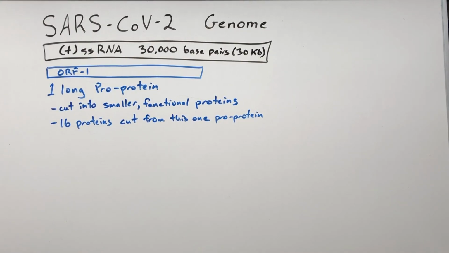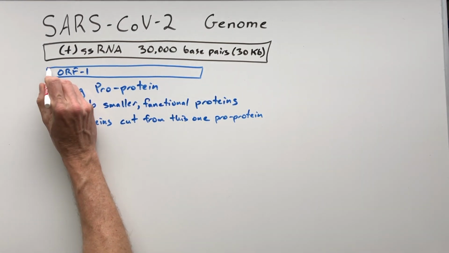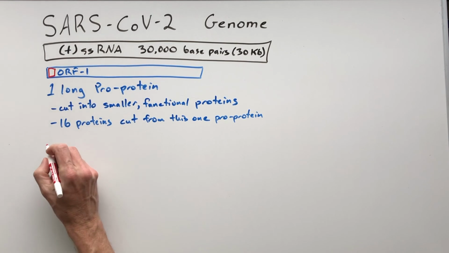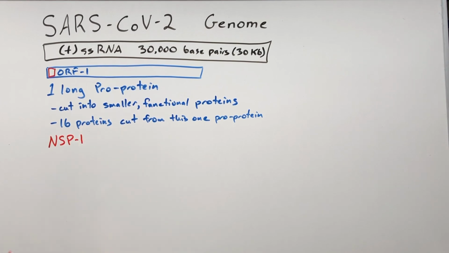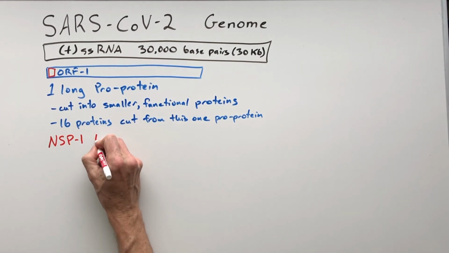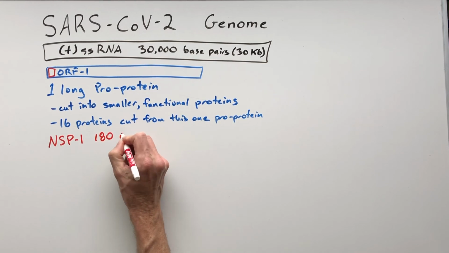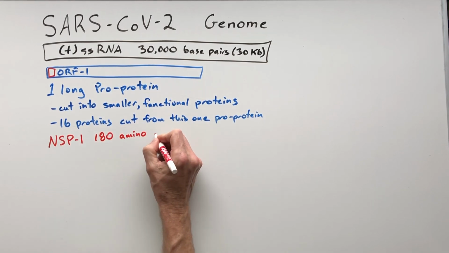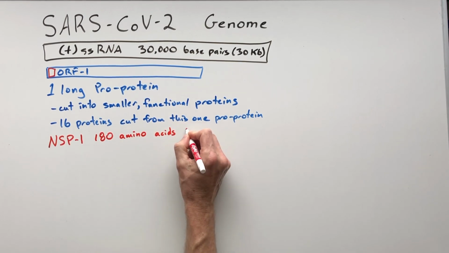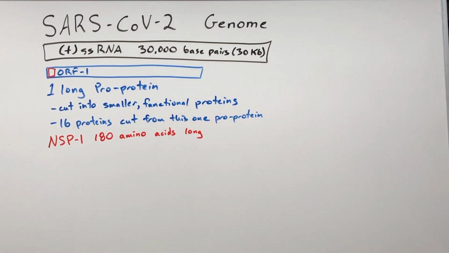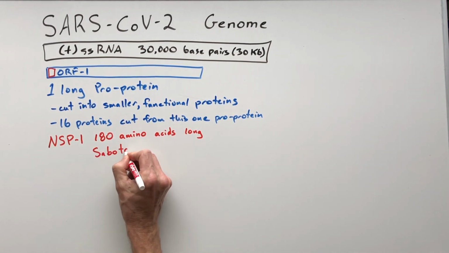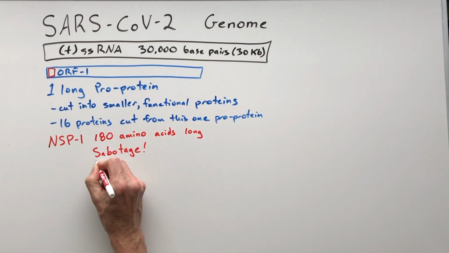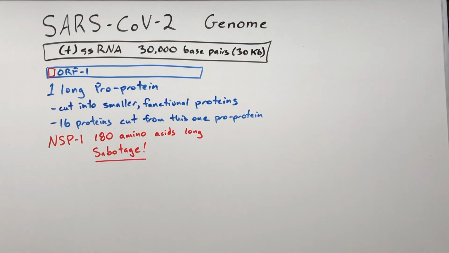All right, let's talk about the SARS-CoV-2 genome from the diagram you just saw. So it's 30,000 base pairs, which means it's 30 kb in length. It's single-stranded RNA. And open reading frame number 1 is one long protein, which means it can be cut into smaller functional proteins. And 16 proteins are cut from this one open reading frame number 1. The first one I want to talk about is NSP1. NSP1 is about 180 amino acids long and is a sabotage protein. It hinders the host cell's ability to make its own proteins.